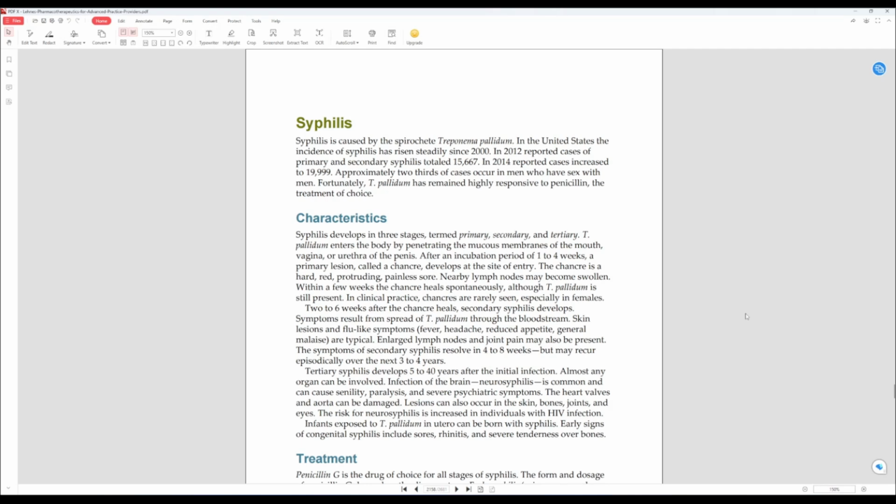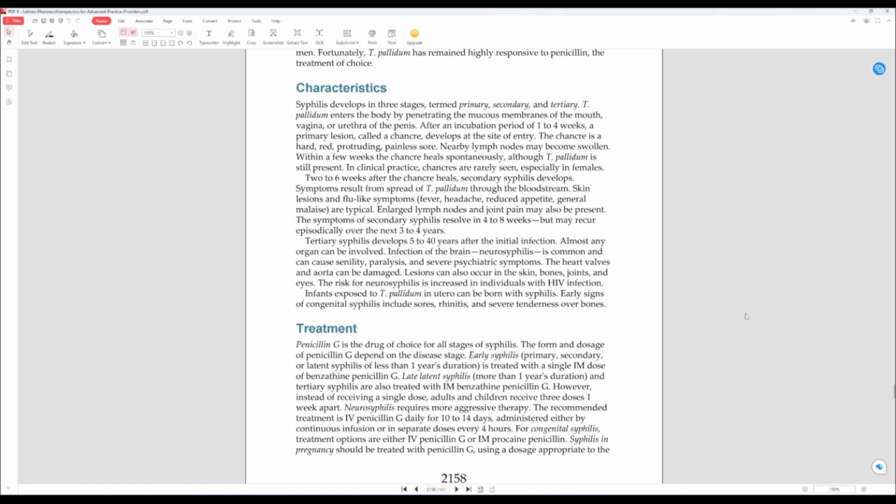Approximately two-thirds of cases occurred in men who have had sex with other men. Fortunately, T. pallidum has remained highly responsive to penicillin, and it is the treatment of choice. So, its characteristics. Syphilis develops in three stages, termed primary, secondary, and tertiary. T. pallidum enters the body by penetrating the mucous membranes of the mouth, vagina, or urethra of the penis.